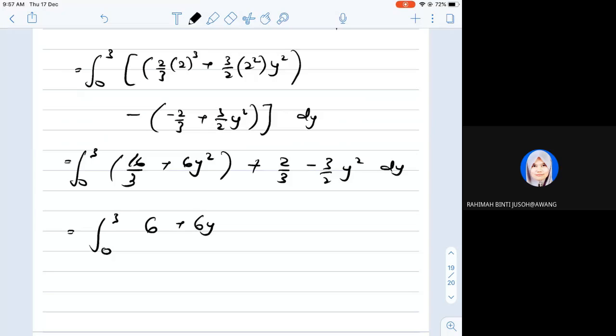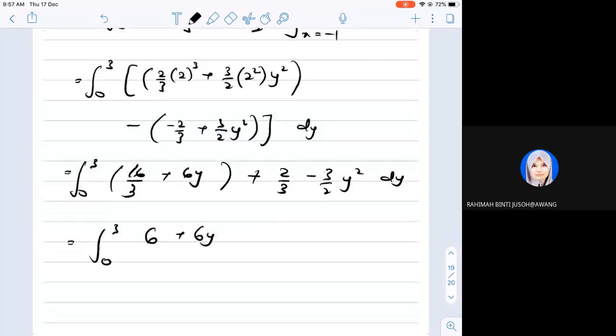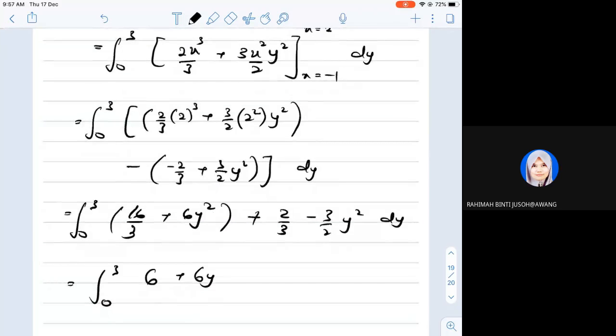Oh sorry, this one should be y squared, right? Correct, it is y squared. Below it is also y squared. So 6 minus 3 over 2, 12 minus 3 is 9 over 2. So 9y squared over 2 dy.